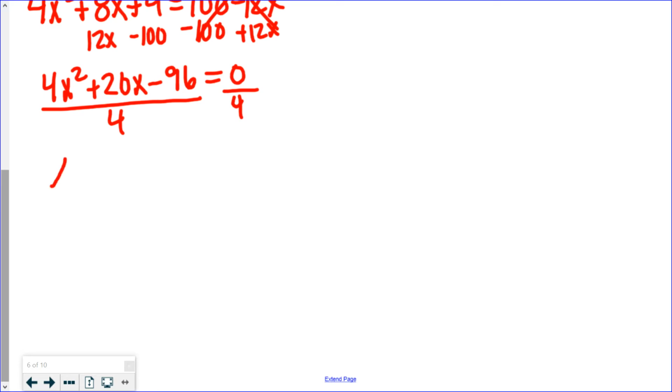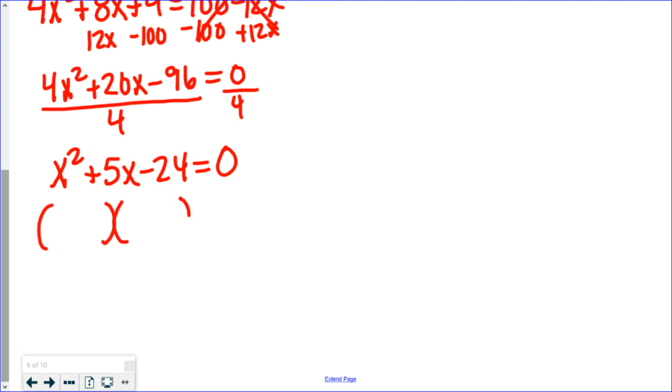So 4 divided by 4 is x squared. 20 divided by 4 is 5x. Negative 96 divided by 4 is negative 24. 0 divided by 4 is still 0. And this becomes a much nicer trinomial to factor. So the two numbers that multiply to give me 24 and subtract to 5 would be 8 and 3. And I need 8 to be positive because I need a positive 5x. So 8x minus 3x. And then from here, like I said in class, if you see it, it's x plus 8.